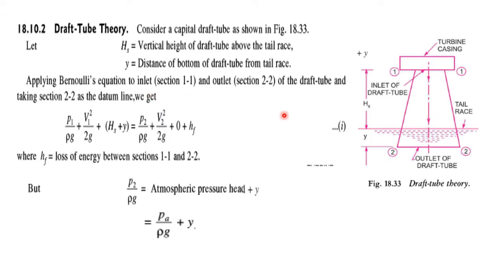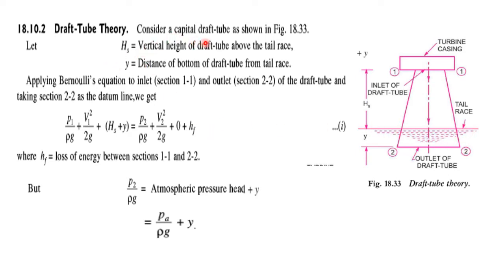Draft tube theory. So you can see the draft tube. This is the base where the turbine is placed. This is the inlet of the draft tube. This is the outlet of the draft tube. This is the tail race.